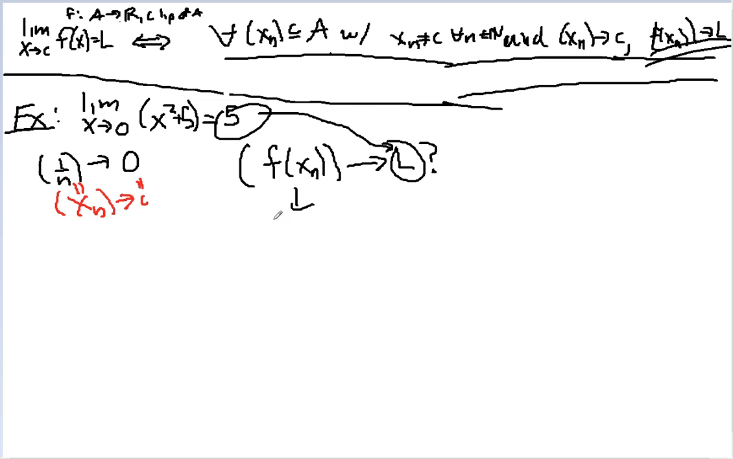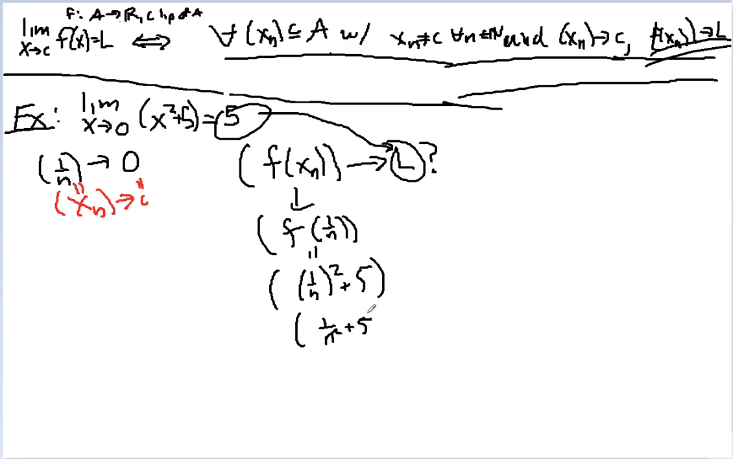But what is f of x_n? Well, x_n is equal to 1 over n. So f of 1 over n has to converge to something, but I can find what f of 1 over n is. I just plug it into the formula. Instead of having an x there, I have an x_n. So I'm going to square whatever the input is, 1 over n, and add 5. This is equal to 1 over n squared plus 5.